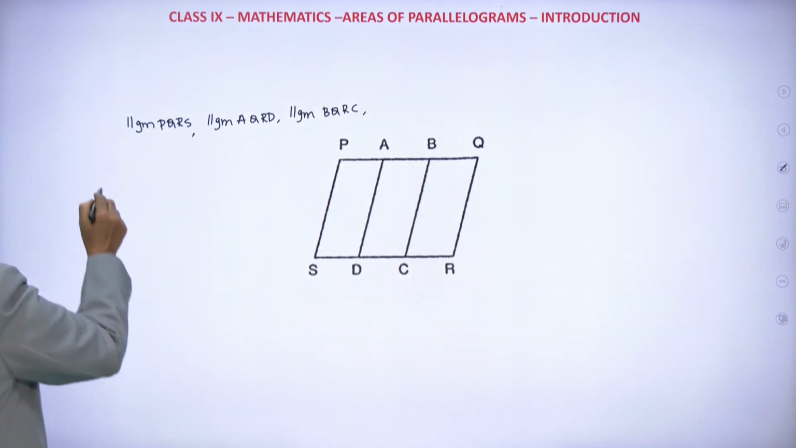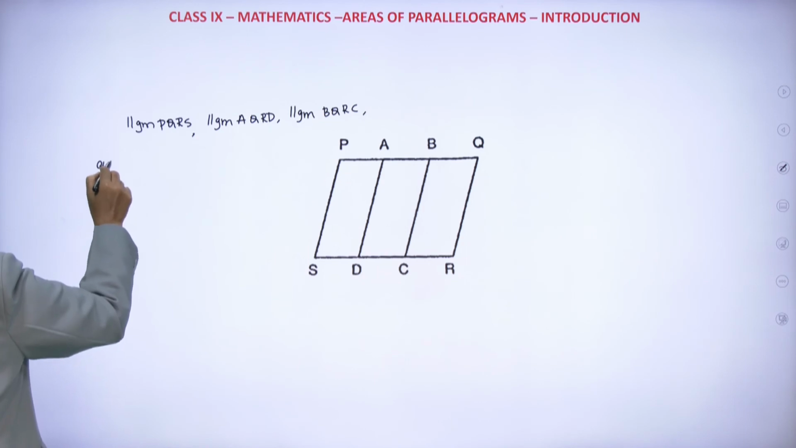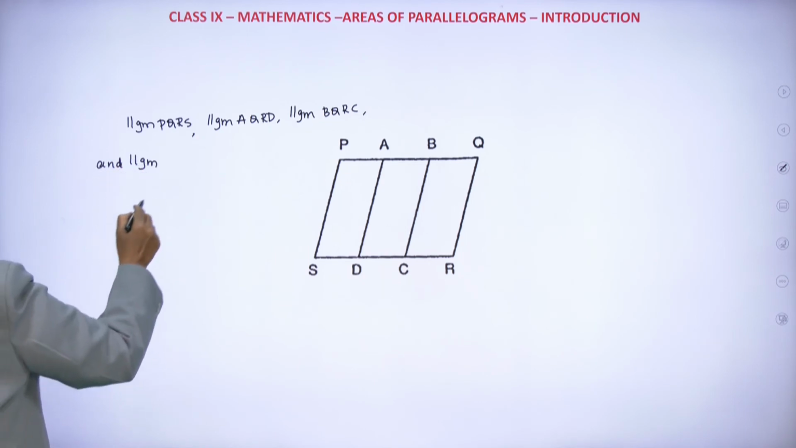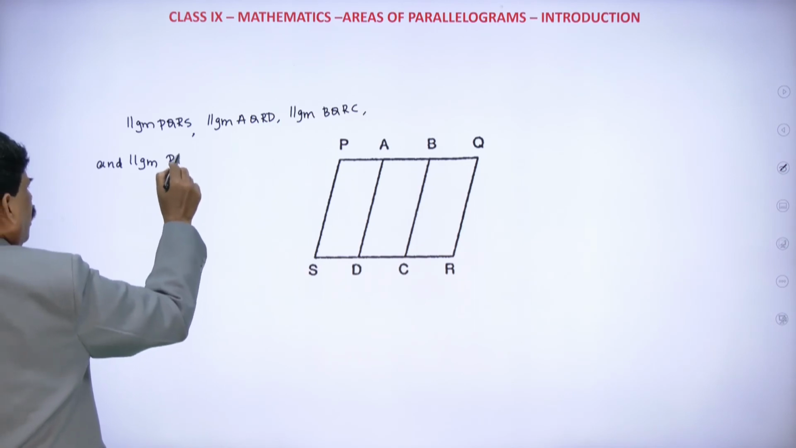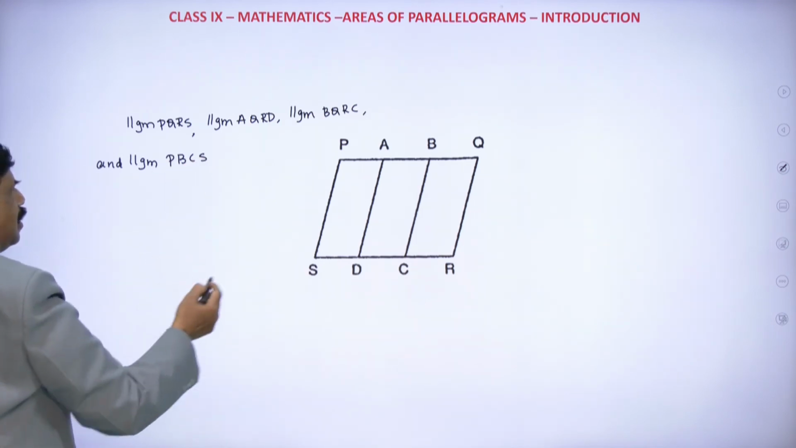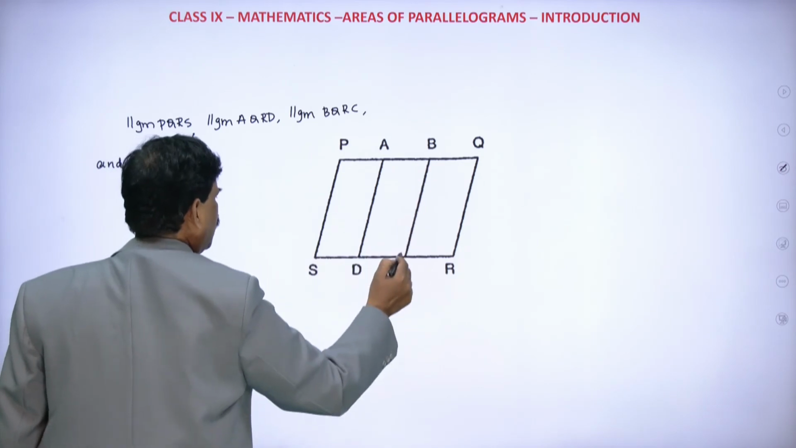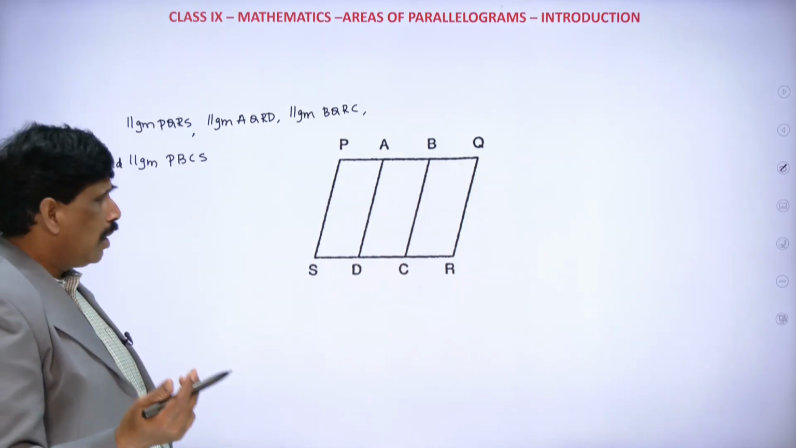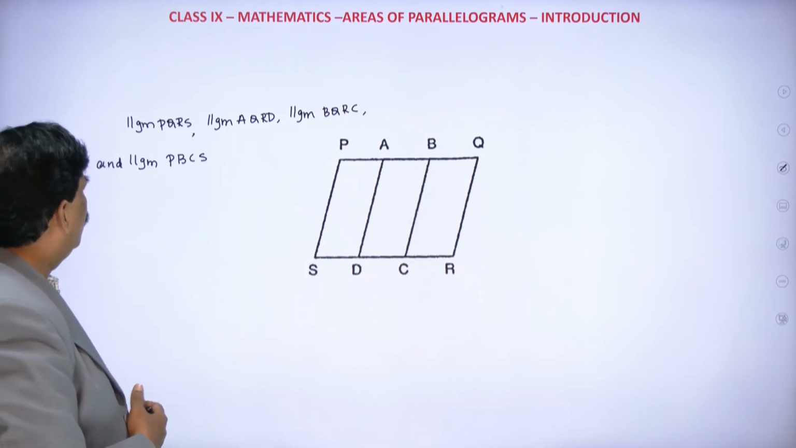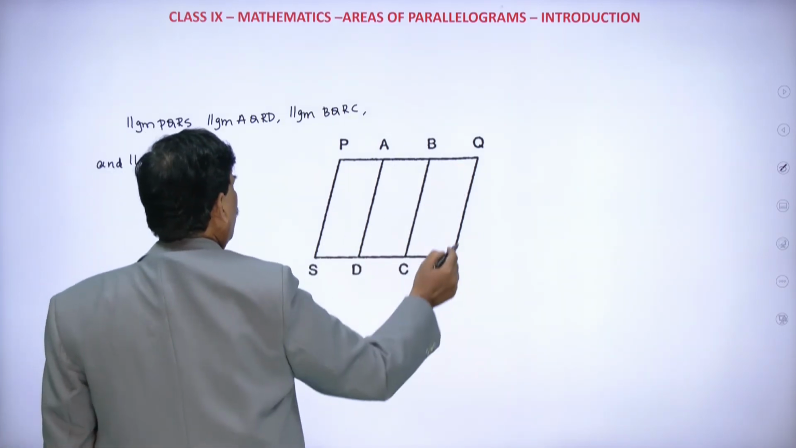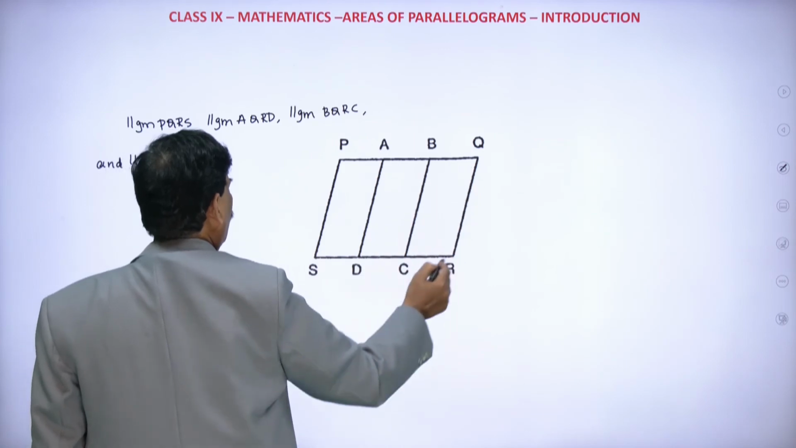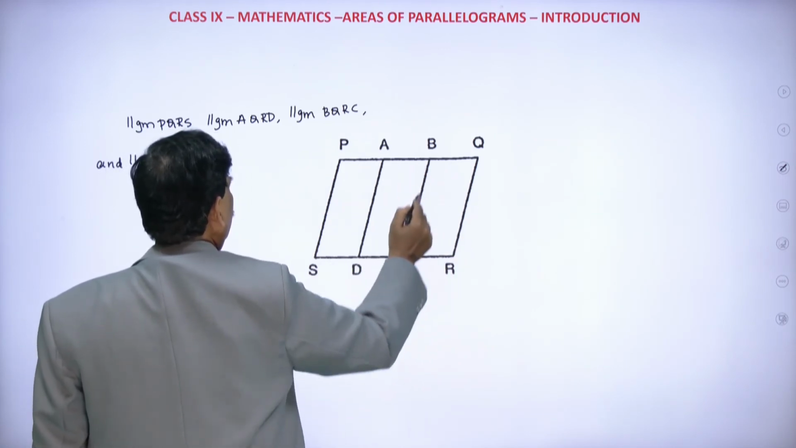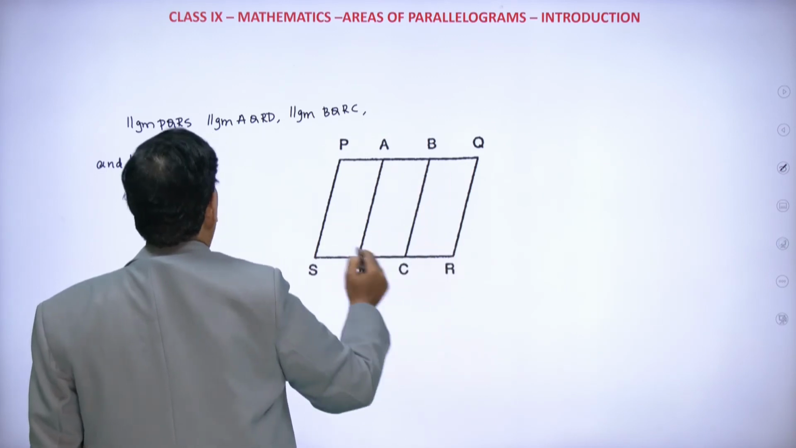Anything else you can say? Of course, we have one more. Can you say what is that? It is a parallelogram PBCS. Can you say any other than this? PQRS is the first one, AQRD, BQRC, and PBCS. We are done, completed.